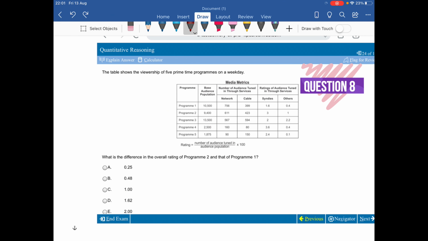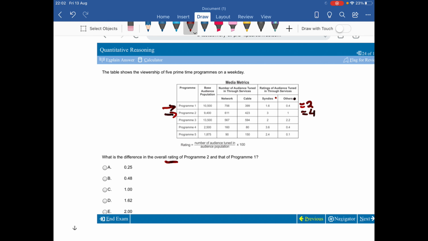So the first step is that you see that there are already ratings for these two columns. So what you would do is that, it's program 2 versus program 1. So I'll just personally add these two. So that would be 2 and then that would be 4. Now all we have to do is work out the overall ratings for network and for cable.